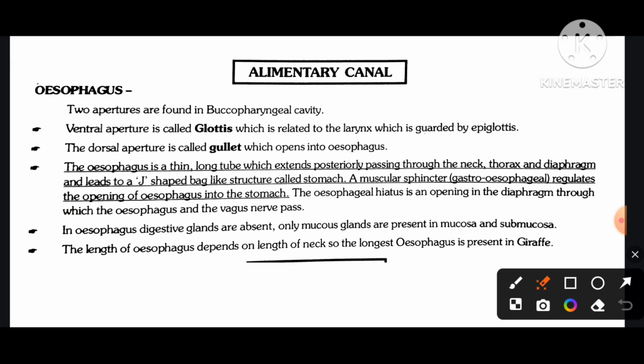The esophageal hiatus is an opening in the diaphragm through which the esophagus and the vagus nerve pass. In the esophagus, digestive glands are absent. Only mucous glands are present in the mucosa and submucosa. The length of the esophagus depends on the length of the neck, so the longest esophagus is present in the giraffe.